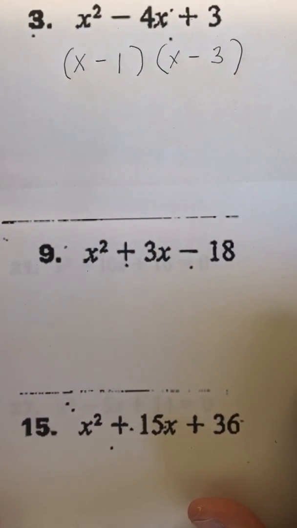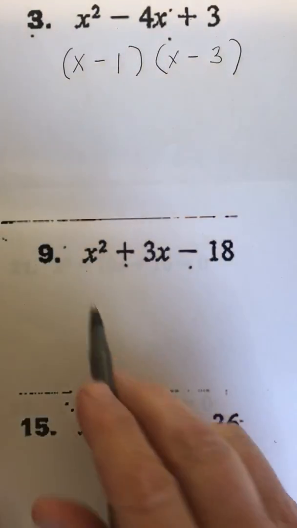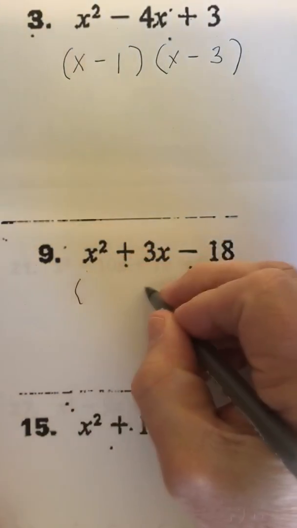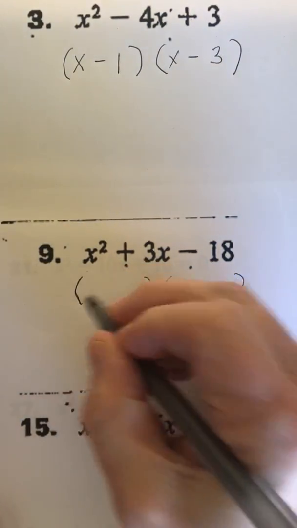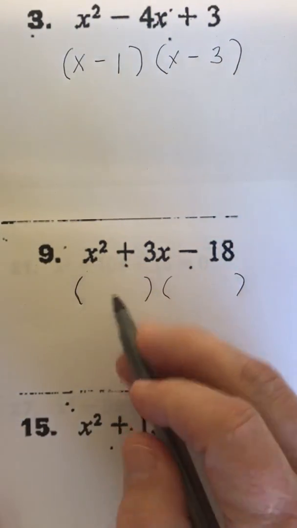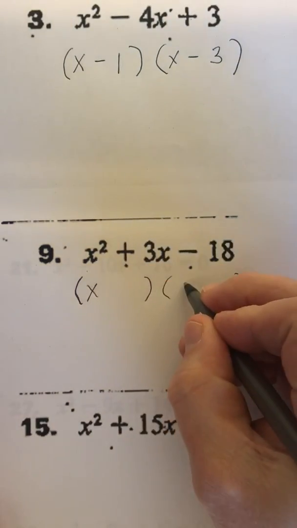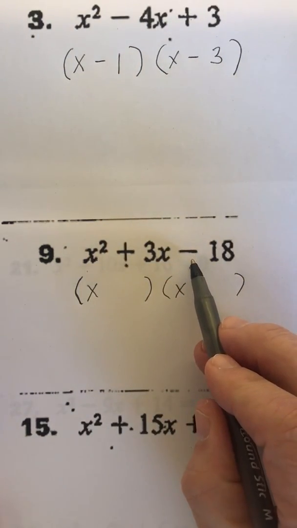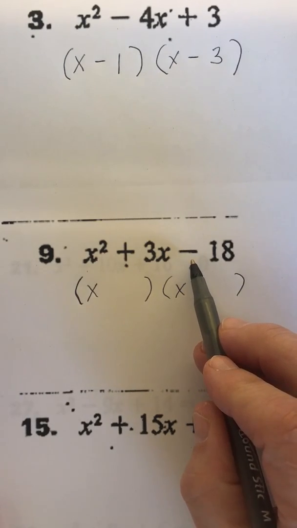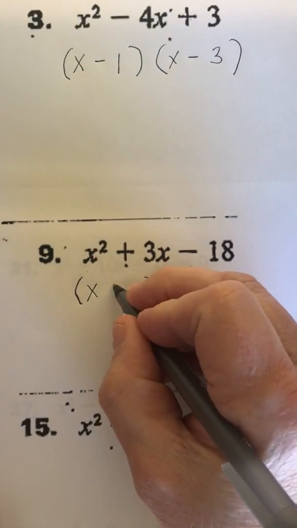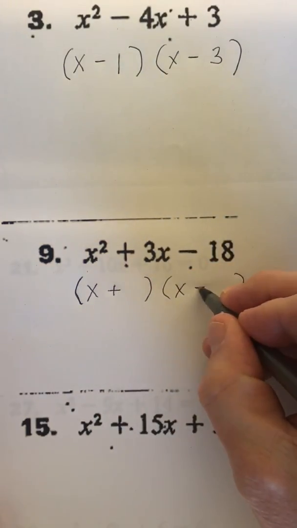All right, the next one we had was number 9. Again, we are just factoring it out. So again, no leading coefficient, so I do my 2 sets of parentheses. And I have an x squared up front, so I need an x in the front of each one. This time my last sign is a minus sign. All right, so when the last sign is a minus sign, that means our signs are going to be different. So one is plus and one is minus.